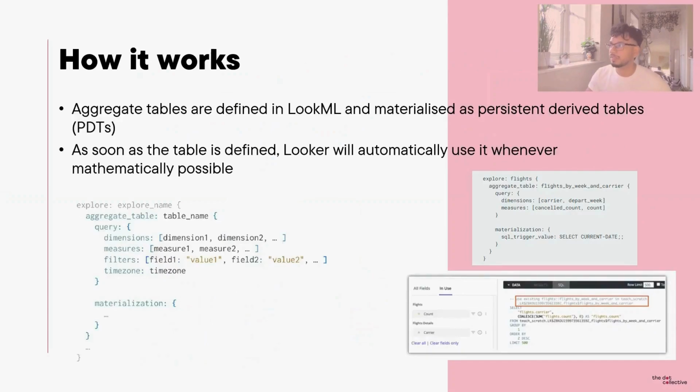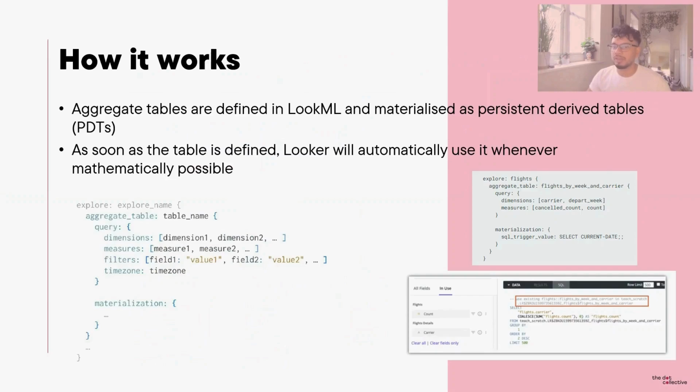But next, how does it work? How does it work in LookML specifically? So we define these tables, aggregate tables, in the LookML, and we materialize them as persistent derived tables or PDTs. And as soon as that table is defined, Looker will use those tables whenever mathematically possible or reasonable.